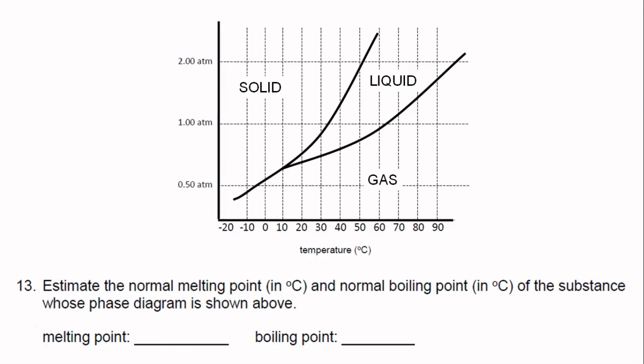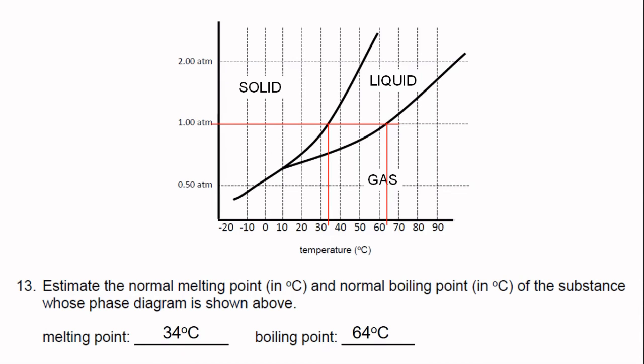And now in question number 13, we have to estimate the normal melting point and the normal boiling point. So normal would mean let's go to a pressure of 1 atmosphere, and the temperature at which it changes from a solid to a liquid would be the normal melting point. I'm going to estimate from the graph it's somewhere between 30 and 40 degrees Celsius, so I said 34 degrees Celsius. For the boiling point, that would be when it changes from a liquid to a gas at 1 atmosphere. And from this graph, I'm going to estimate that it's between 60 and 70. So I said 64 degrees Celsius.